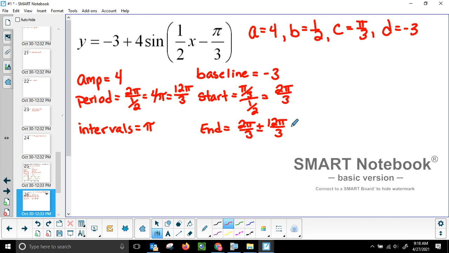All right, so this will be negative 10 pi over 3 to the left, and 14 pi over 3 to the right. All right, which means we want our intervals to have this common denominator too. So this will obviously just be 3 pi over 3.